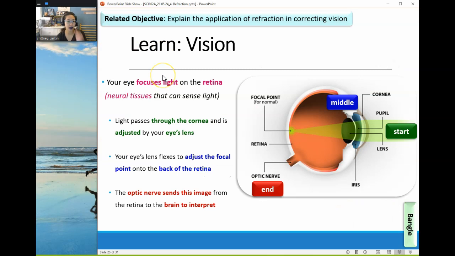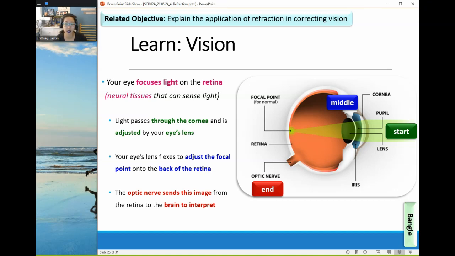All right, so let's talk a little bit about how your vision works. So the whole point of your eye is trying to focus light onto what is called the retina. The retina is the back of your eye, and these are neural tissues, meaning like brain and nervous tissues that can sense light. All right, so again, it's very important your brain and your body is able to interpret light in a specific way so that your brain can actually understand it.